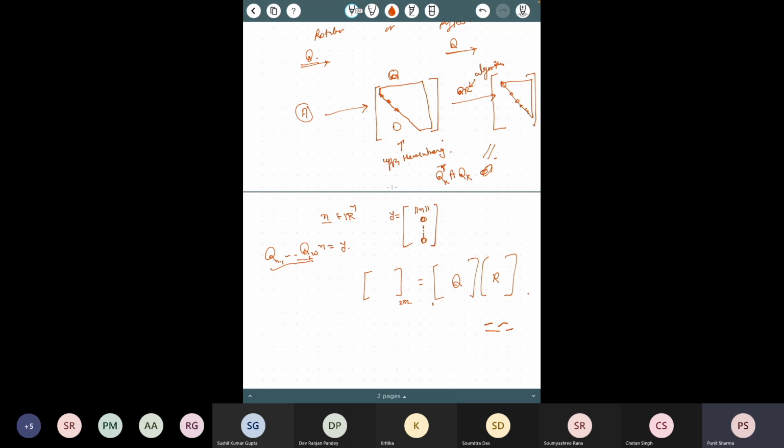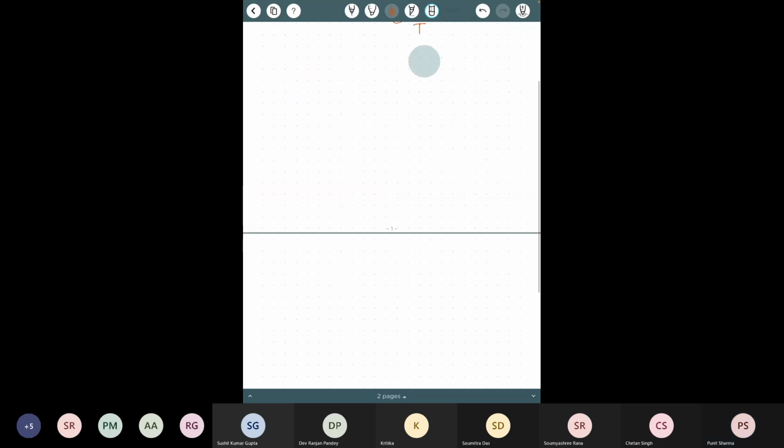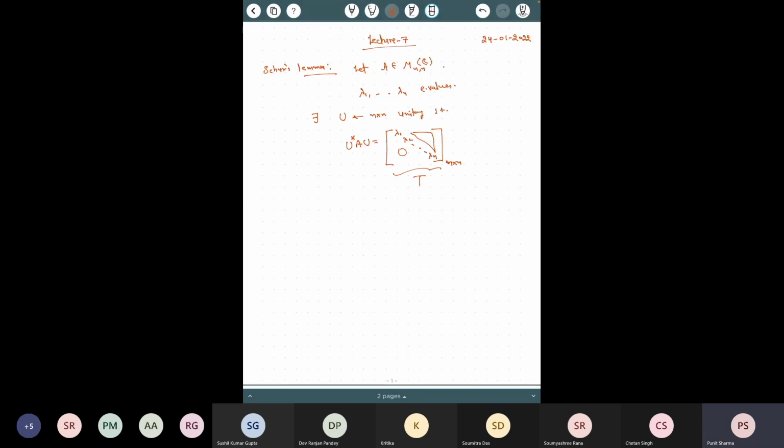But let us start today's lecture by giving a real version of Schur's lemma, and by looking at some applications of Schur's lemma, why this is so powerful, and why we are emphasizing it. This is the complex version of Schur's lemma. Then, as I mentioned, there is a real version. So today's lecture starts from here: the real version of Schur's lemma.